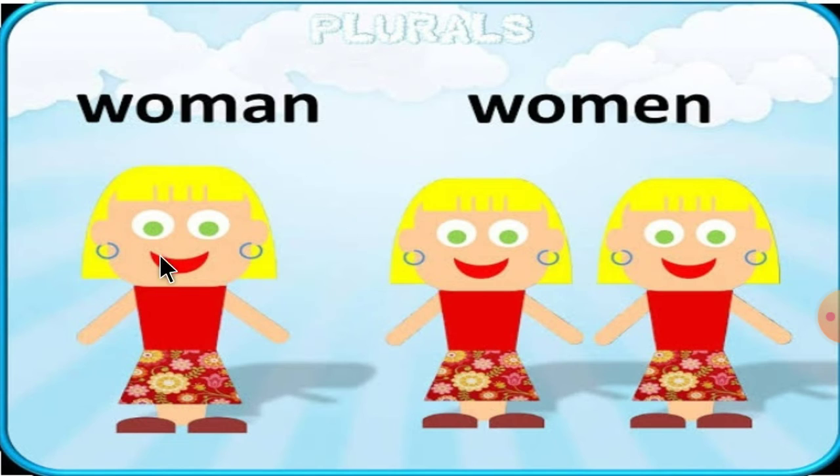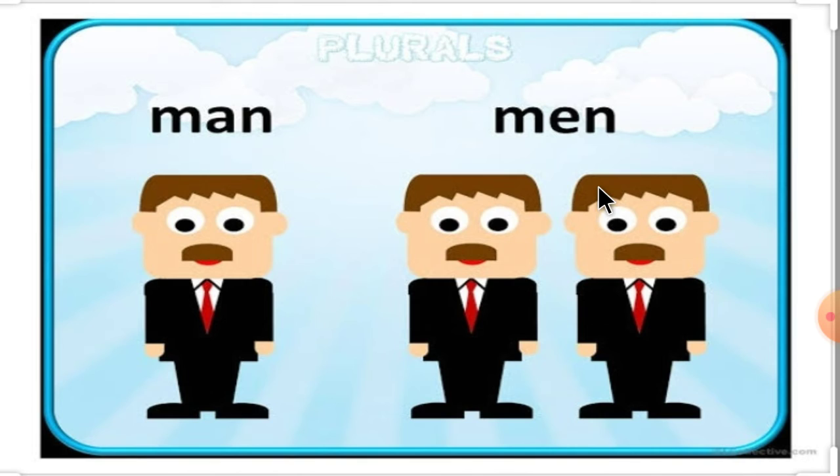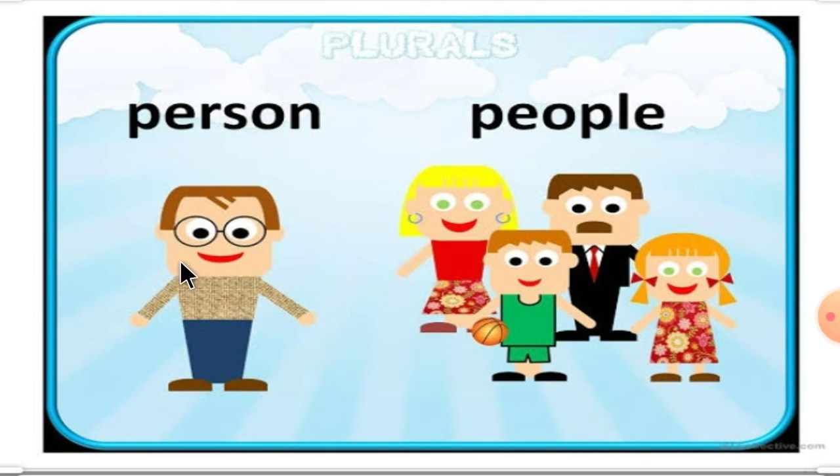If only one woman is there, W-O-M-A-N, woman. If more than one, then W-O-M-E-N, women. Man, same thing happens. If only one man is there, M-A-N, man. And if more than one man, M-E-N, men. Then person. If only one is there, person; more than one, people.